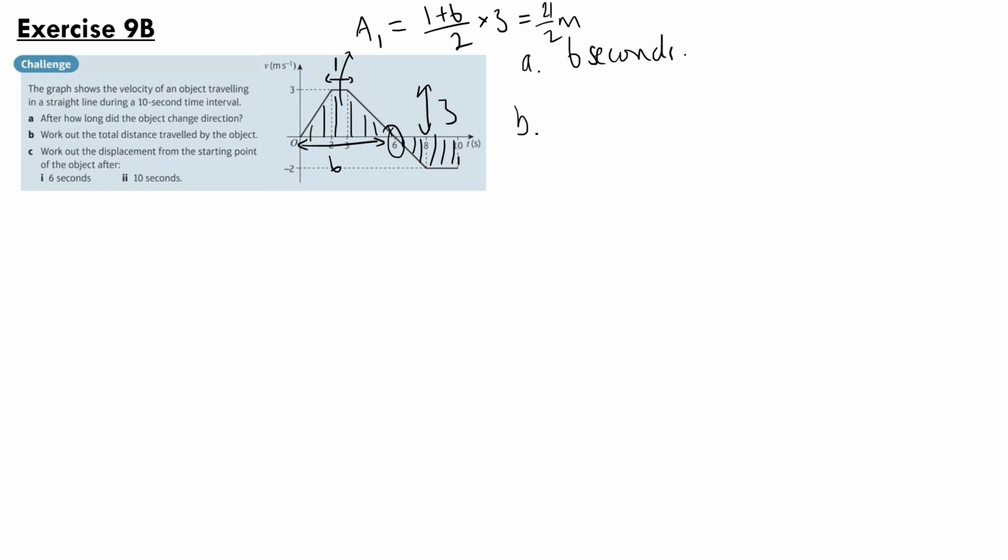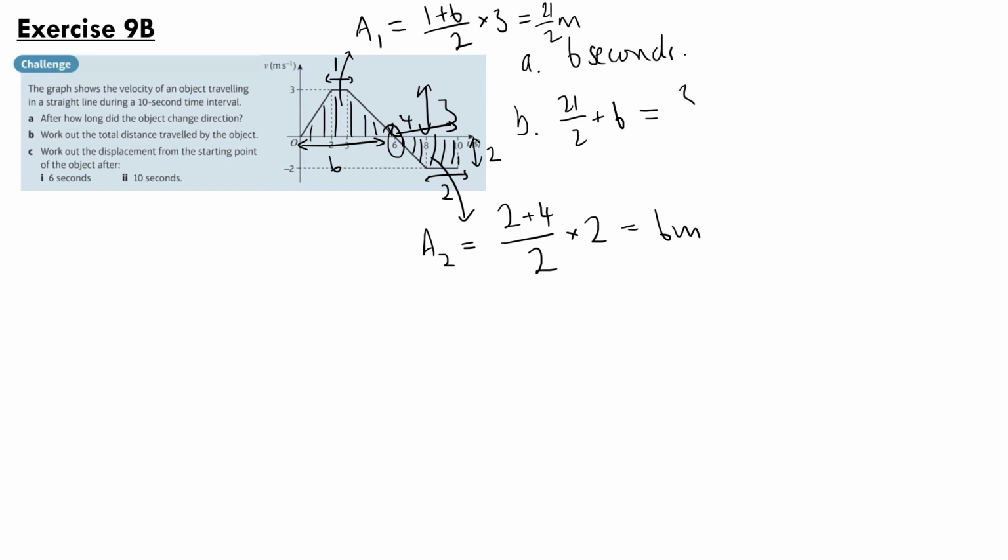And for the second area here, this is another trapezium. So its length here is 2, this length here is 4, and the height is 2. So using the same formula, we have (2 + 4)/2 times 2, and that gives us 6 meters. So the total distance travelled will be 21/2 plus 6, which is equal to 33/2 meters.